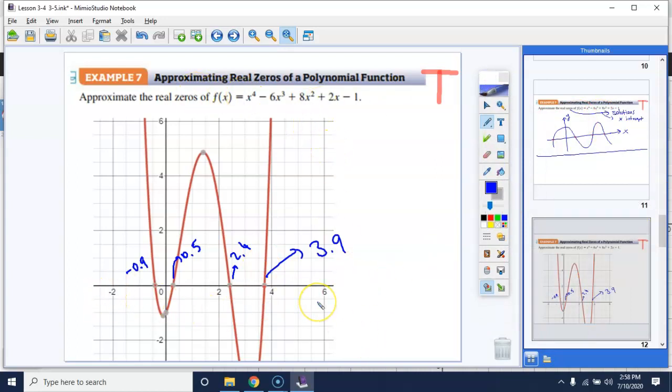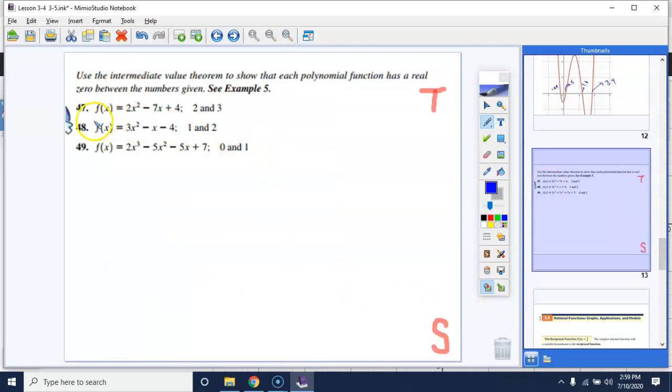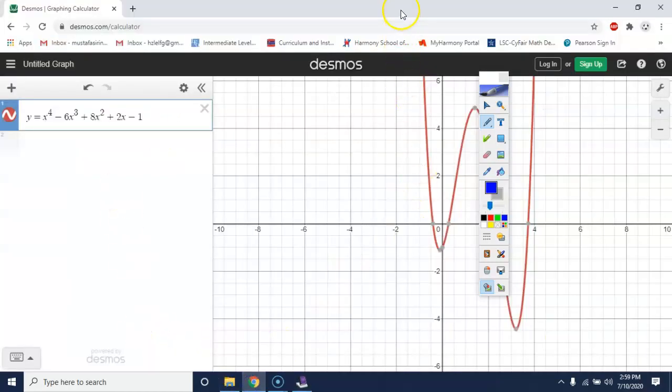My x-intercepts are going to be my real zeros of the function. And use the theorem to show each polynomial has a real zero between the numbers given. So again, this is another long way to do it, by using this theorem, but I don't want to use that one. Which means I'm going to graph this and see that my x-intercept is going to be between these two numbers. So we can confirm. So let me do so.